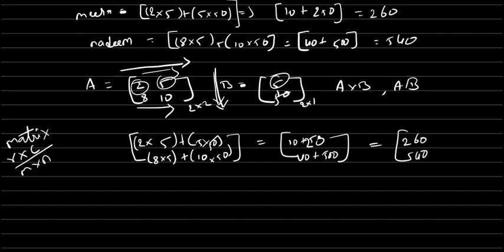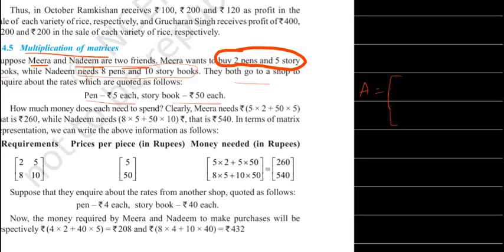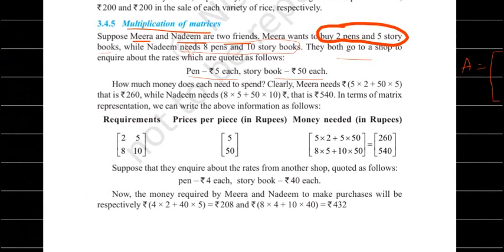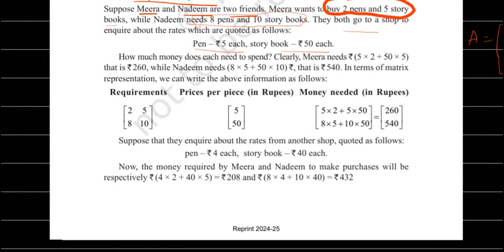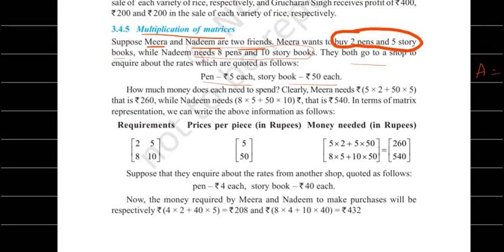Okay, you people have understood, right? We'll go through this textbook part, so you can understand and get it crystal clear from this itself. See here, Nadeem and two friends, two boys and five. We have written this in matrix form. How much will Nadeem's purchase cost? It will cost 260 for Mira, and for Nadeem it will cost 540.